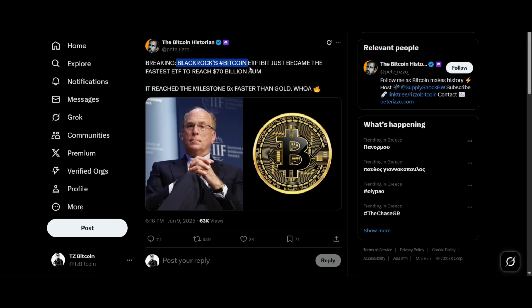And we have BlackRock's Bitcoin ETF, IBIT, breaking a record and becoming the fastest ETF to reach 70 billion in AUM. It reached this milestone 5 times faster than gold. That shows something, okay? That Bitcoin is way better than gold. It has so many advantages over gold.